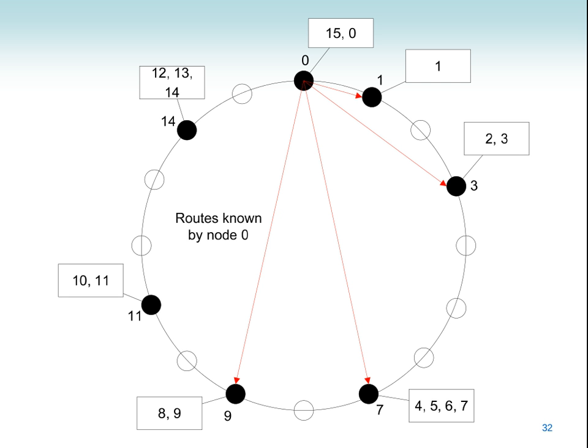So node 0 maintains routes to node 1. Node 1 does exist. Should maintain a route to node 2, but 2 doesn't exist. The next node along that does exist is 3. So in fact it maintains a route to node 3. Should maintain a route to 4. 4 doesn't exist. The next one along is 7.